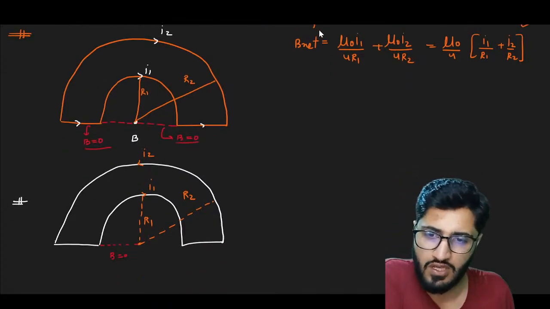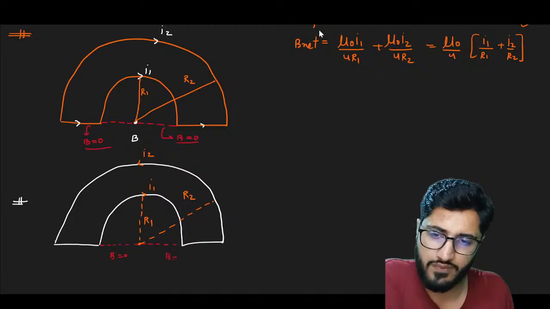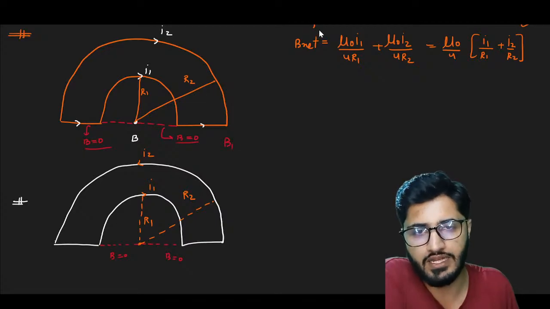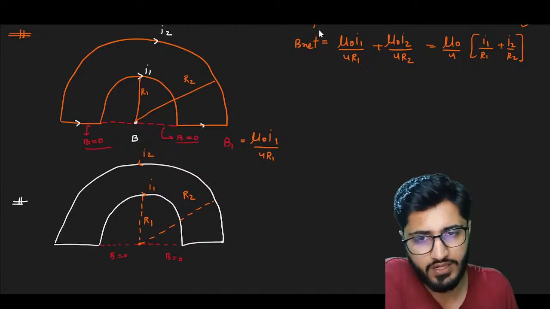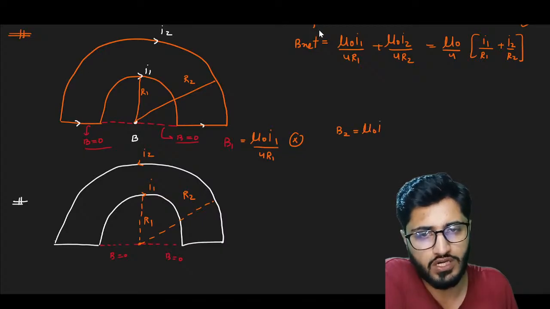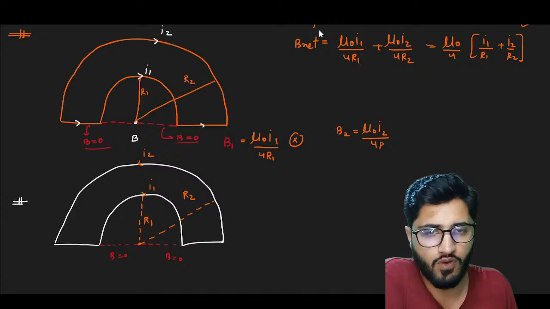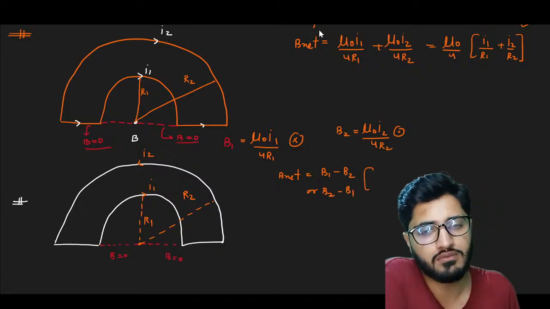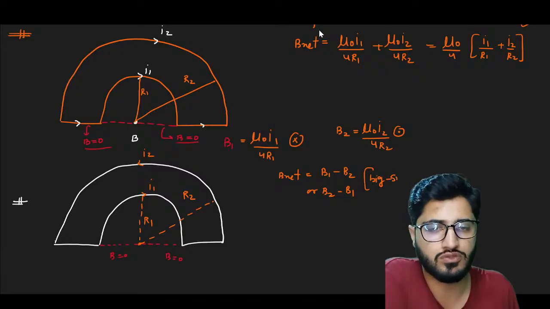For this one also, B is 0. Take your hand, B1 will be inward. So B1 is nu naught I1 divided by 4R1, inward. B2 would be nu naught I2 divided by 4R2, and it will be outwards. Now, what is B net? Is it B1 minus B2 or B2 minus B1? You will write big minus small.